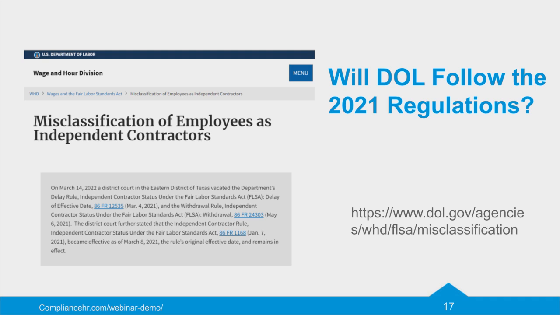And so in the meantime, in the absence of a stay, the Trump rule is in effect. And that leads us to the question, and I see a couple of questions coming in from our audience. Yes, this was Eastern District of Tennessee, so are the Trump regulations in effect everywhere, and will DOL follow them?